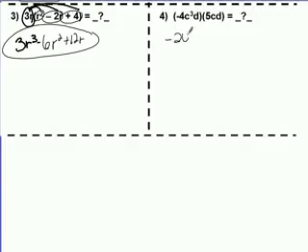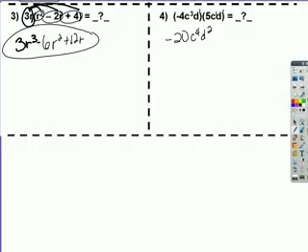Okay, over here I'm going to multiply as well. I've got negative 20 c to the 4th d squared. I added 3 plus 1 to get the 4, and 1 plus 1 to get the 2. Negative 4 times 5 was the negative 20. Okay, moving on to question number 5.